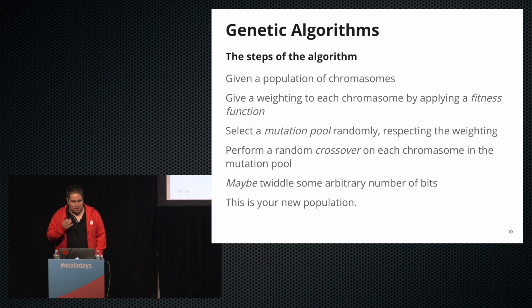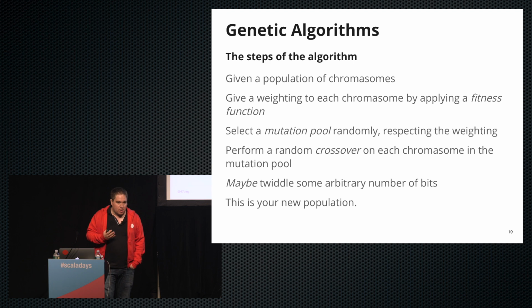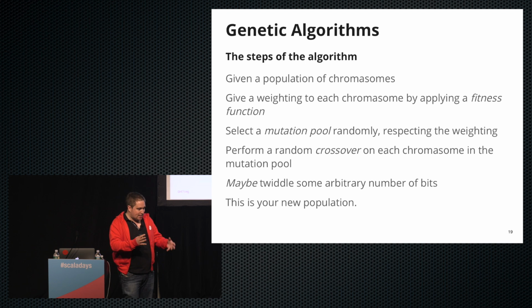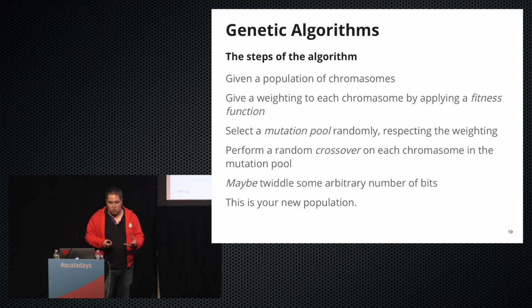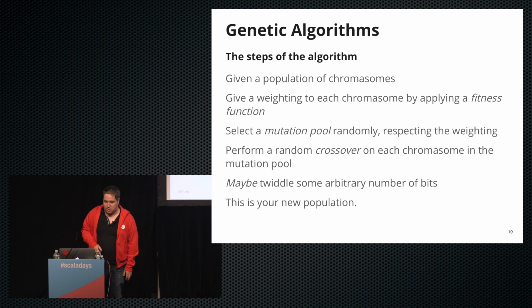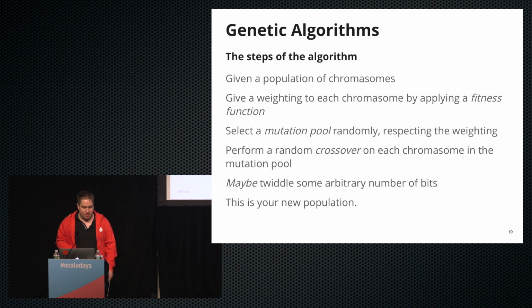And then we're going to randomly select some of the inhabitants of this population, respecting the weighting. So a fitter chromosome has a higher chance of being selected than a not so fit one. So we're going to select this mutation pool, and then we're going to mutate it in a couple of ways. The first thing we're going to do is mate this with another chromosome, and we call this crossover. And then maybe we might take some of the bits from this new binary string, and we'll just twiddle a few of the bits, and we'll see why we want to do that in a bit. And once we've done that, that's our new population, and then we can start again.